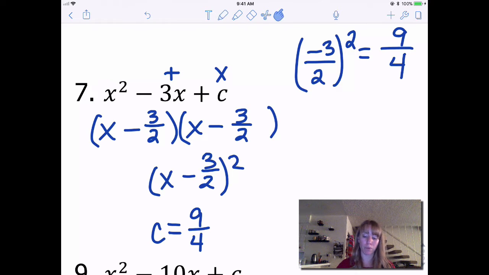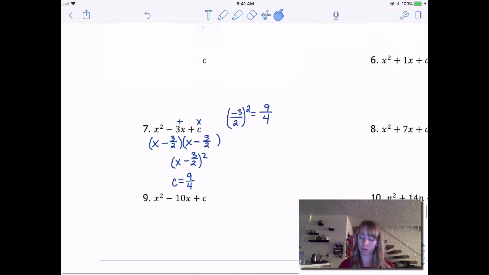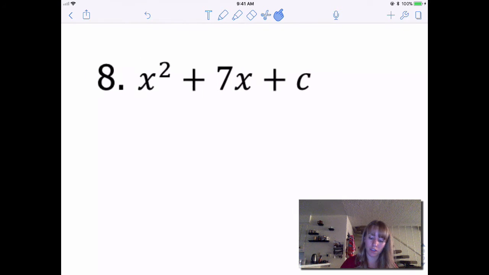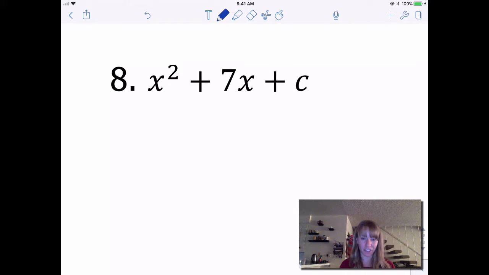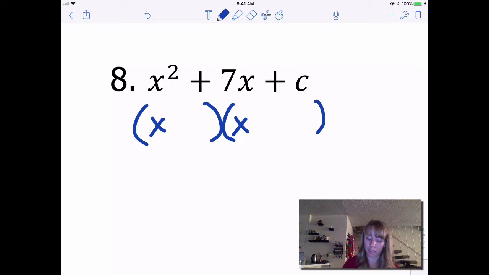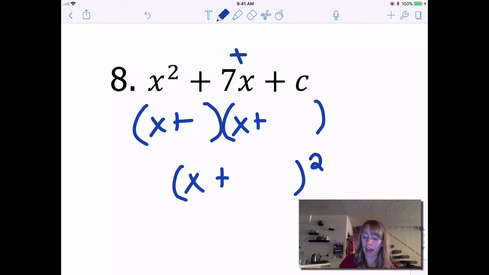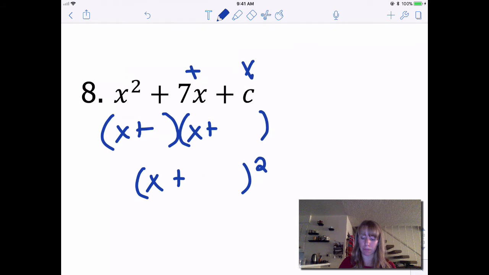Let's maybe do one more of those that has an odd number in the middle. Take a look at number 8. X squared plus 7x plus c. I'm going to have x and x because I want it to be x and something squared. This is a positive in the middle, so I'm going to have a positive and a positive. How do I break up 7 into 2 even pieces? Well, if I go 7 divided by 2, I can't reduce that fraction, so I'm not going to. I'm just going to put 7 divided by 2.